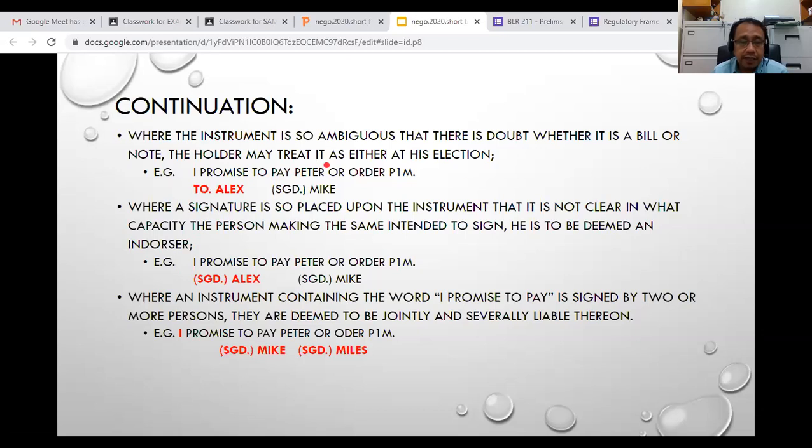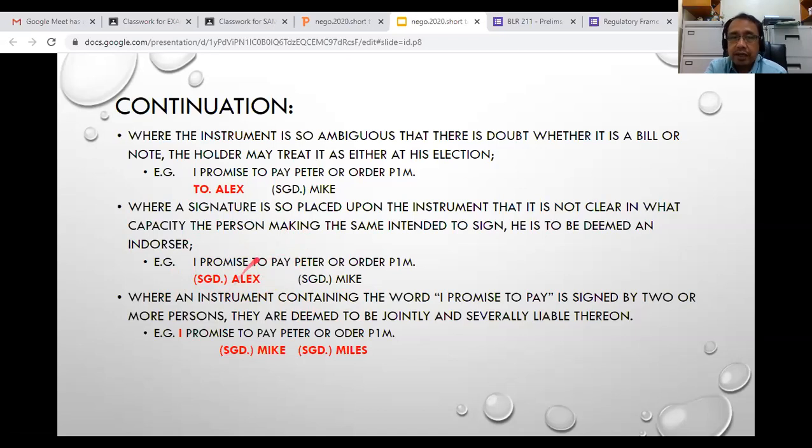And then the next one would be where a signature is so placed upon the instrument that it is not clear in what capacity the person making the same intended to sign, then he is deemed to be an endorser. Kagaya nito, I promise to pay Peter or order 1 million, signed Mike. Mike here is the maker, right? Pero beside the signature of Mike, there is another signature, signed Alex. And Alex here is not a maker, he's not also a drawer. Then, what will be the nature of the liability of Alex? Under Section 17, sabi niya, then Alex will be considered as an endorser.